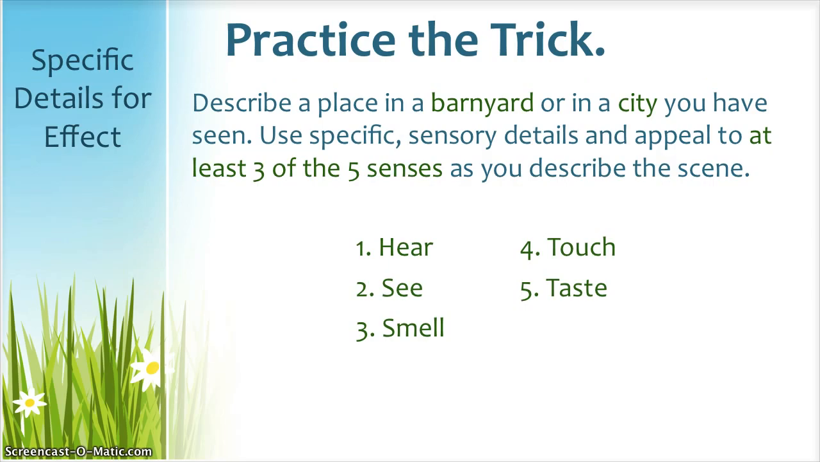Next, I want you to practice writing your own example of specific details for effect. So, underneath the example that you just wrote from the slides, I want you to take a stab at this. Choose either a barnyard or a city to describe. Then, I want you to write multiple sentences that use at least 3 of the 5 senses to describe either what a barnyard or a city sounds like, what it looks like, what it smells like, what it would feel like, and finally, what would you taste? Choose one of those 2 options.